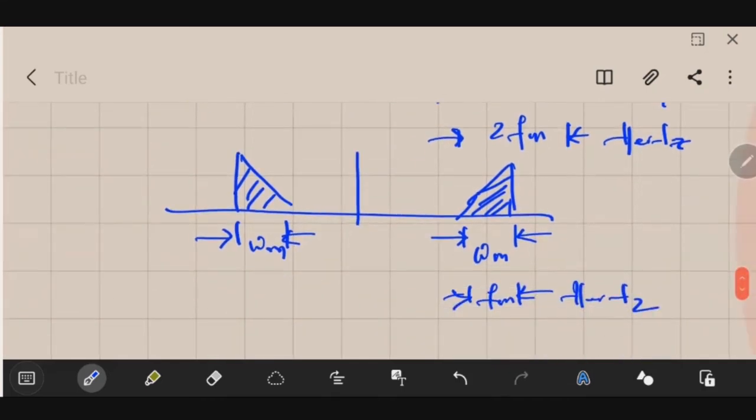So if somebody asks you to find out the bandwidth of an amplitude modulated signal, double sideband, you could easily find it out using the formula. And if somebody asks you to find out the bandwidth of an SSB or a single sideband modulated signal, you could always find it using this formula.